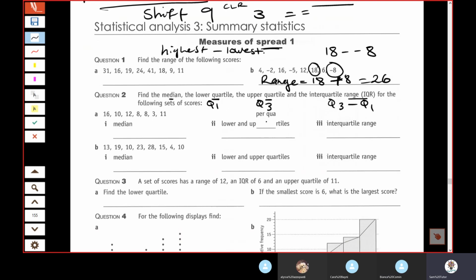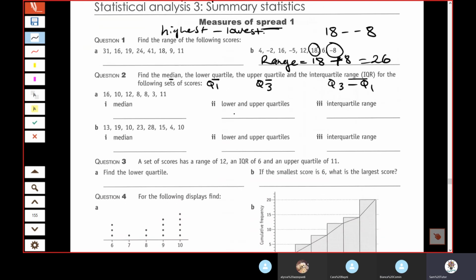Okay, let's get it back to stat, because we're trying to do these quartiles. So we press mode to AC. Mode to AC. We should all see stat now. Yeah. Press shift 1. We're going to put in our data. There is no frequency column because we don't need frequency. It's just a few numbers.